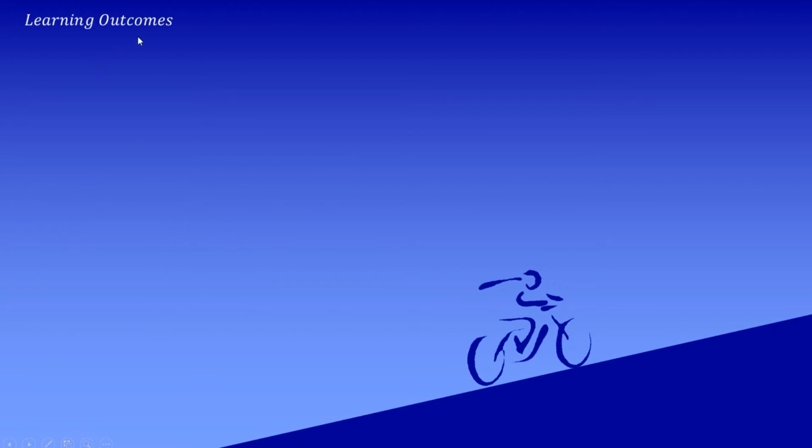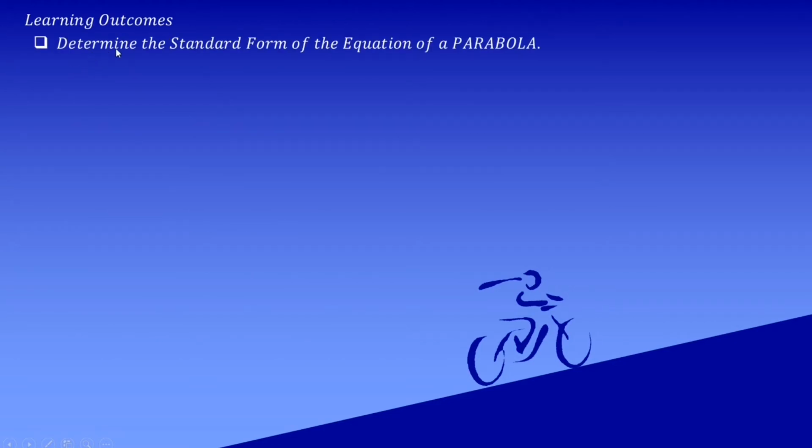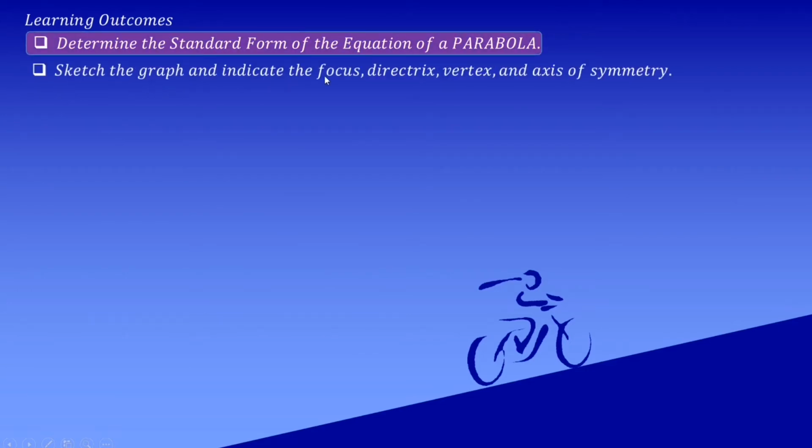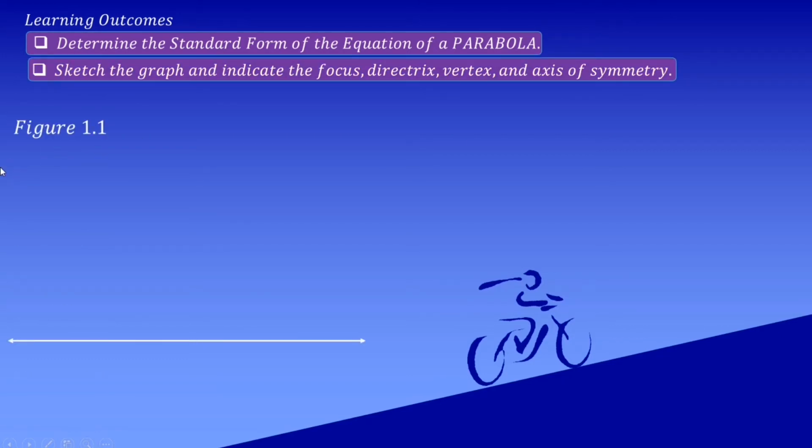At the end of this video lesson, you might be able to determine the standard form of the equations of a parabola. Then sketch the graph and indicate the focus, directrix, vertex, and axis of symmetry. Okay, so let us consider this figure, the rectangular coordinate system.